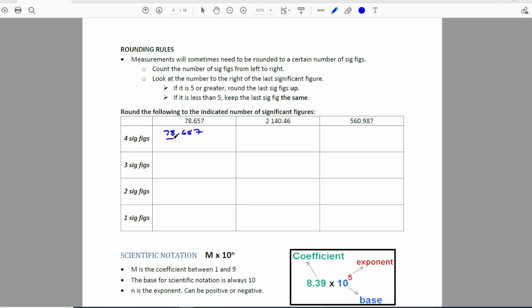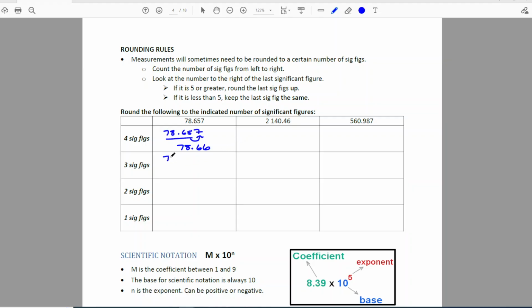I'm going to round to 4 significant figures. So I'm going to count from the left, which means I'm going to be rounding the 5. The rule says if the number to the right of the number you're rounding is greater than 5, you're going to round up. And if it's less than 5, then you're going to keep it the same. So since this one's a 7, I'm going to write this as 78.66 to 4 significant figures.